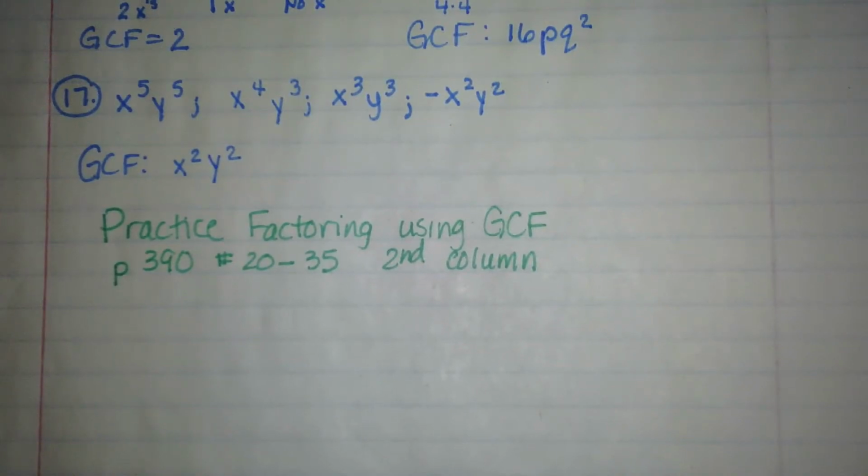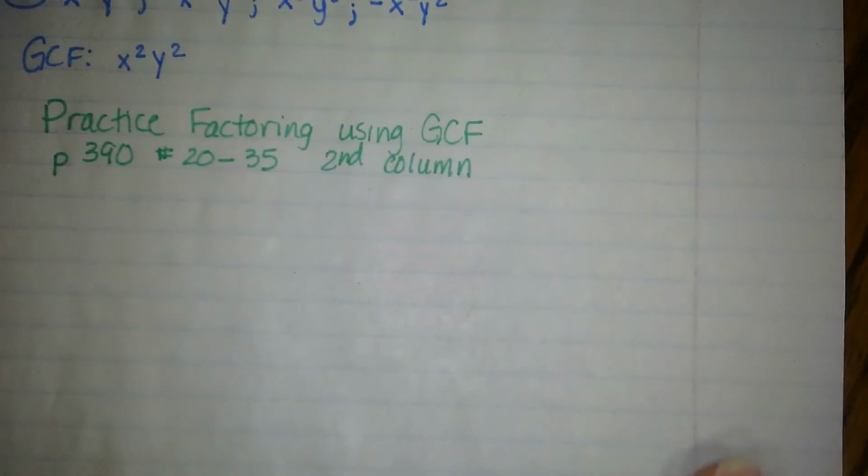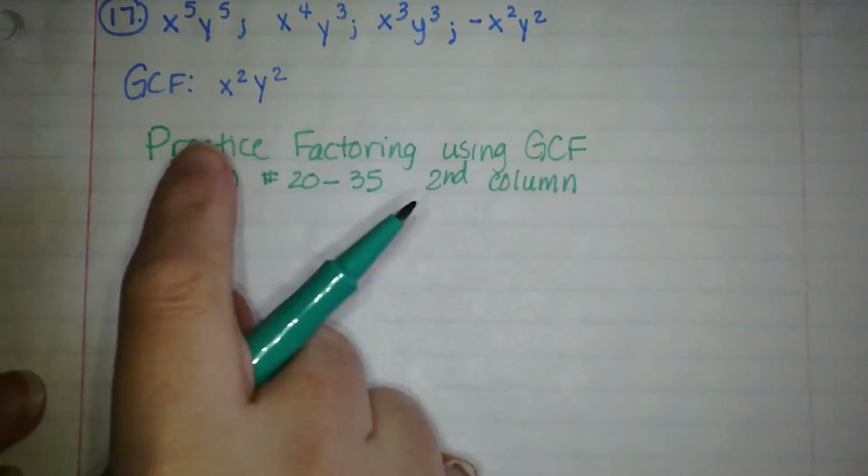So now that we practiced finding GCF and you're rock stars at it, now we can practice factoring using GCF. And this basically has 3 steps to it, and I hope you wrote your 3 steps down. Your first step is to identify the GCF, then we're going to divide the GCF, and finally we're going to mentally check to make sure that we did it right. So let's get started. I'm again on page 390.